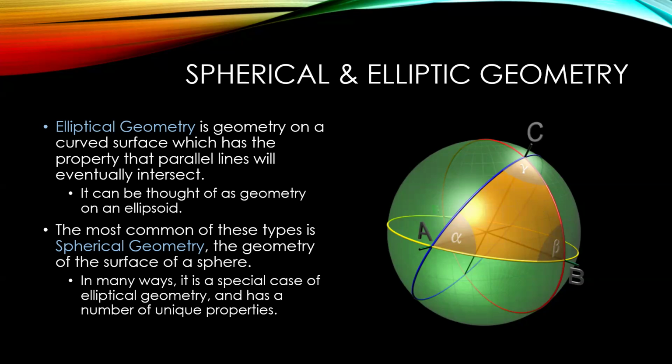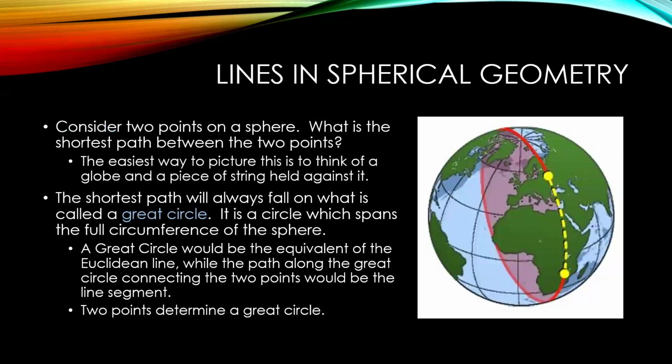But it's so easy to visualize because we can just think about the Earth and try and visualize what mathematics, what geometry looks like on the surface of the planet. And so let's begin by defining what lines would look like. And so consider 2 points on a sphere. What is the shortest path between the 2 points?